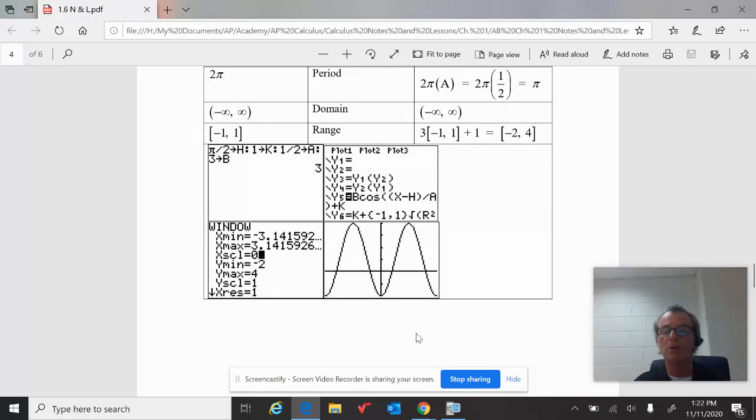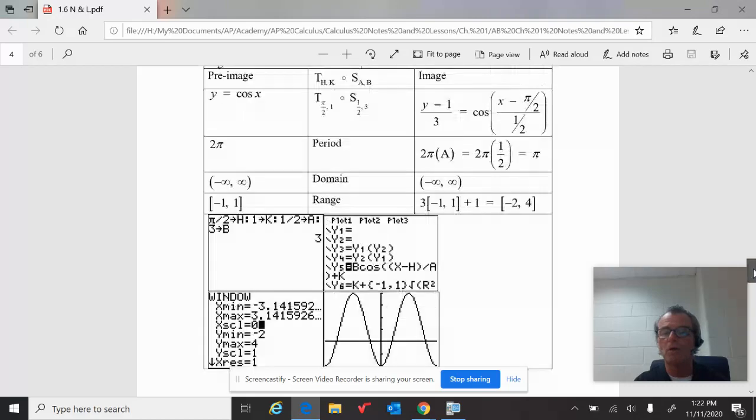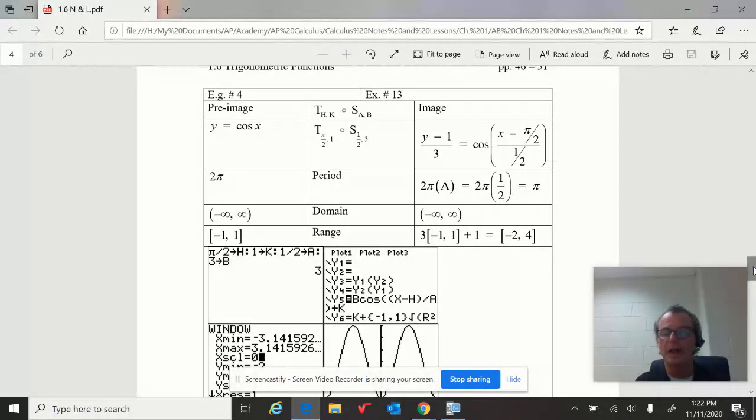Okay, so that's your model. What we're trying to do is associate the question with the pre-image and understand the magnitude of the transformation, not just type this in the calculator and see what it looks like. We're typing it in the calculator just to confirm that we did the analysis correctly. So you're going to pause the video and go to problem 13, please.